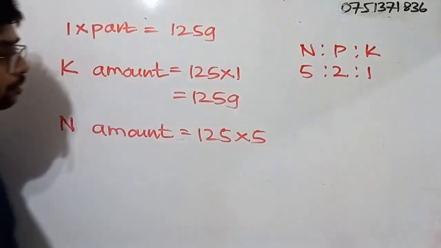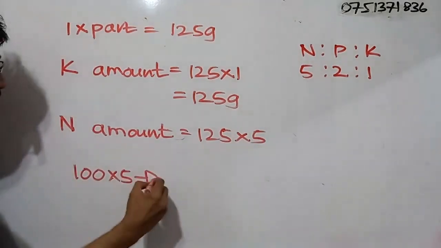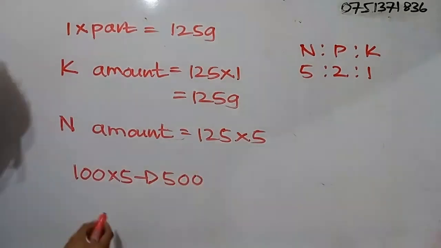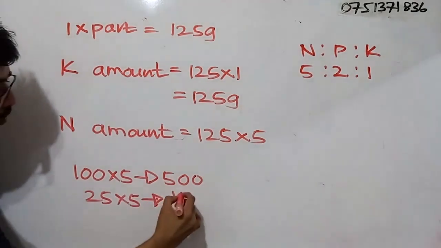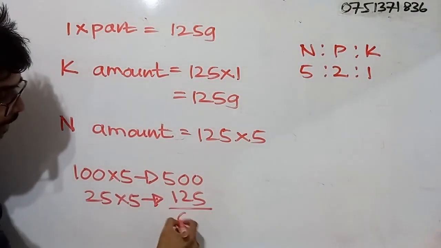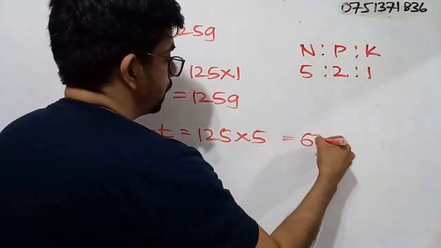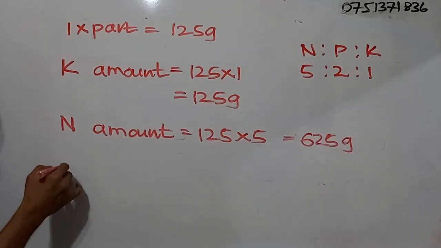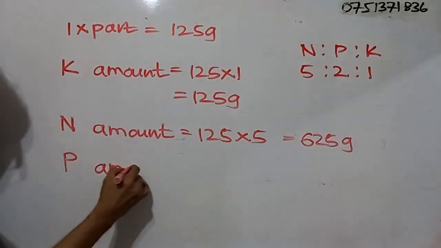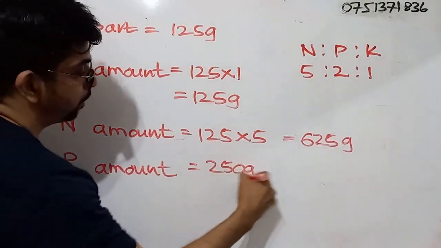125 into 5, right? So 100 into 5, we know that is 500. 25 into 5, we know that is 125. When we add these together, we get what? 625. So the nitrogen amount is what? 625 grams. We know the phosphorus amount. It has been given to us. So that is what? 250 grams.